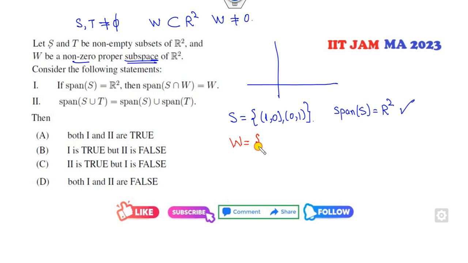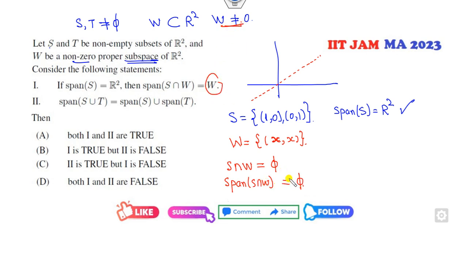I can assume any subspace of R2. A subspace is always passing through the origin. So I can choose, say, (x, x), like (1, 1), (2, 2) and so on. Then what will be my intersection? Is there any common part? There is no common part. So what is the span of phi? Span of phi is also phi, but W is non-zero. It means this option is the wrong option.